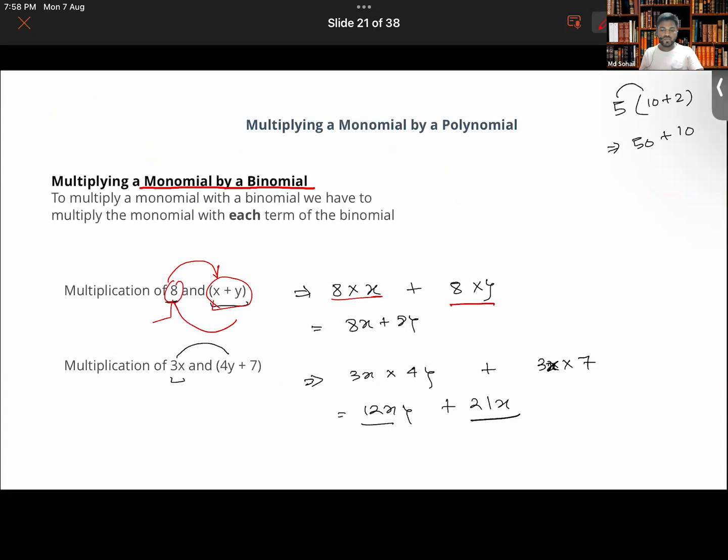No, sir. I meant the term binomial, polynomial. That thing here. Okay. Look here.